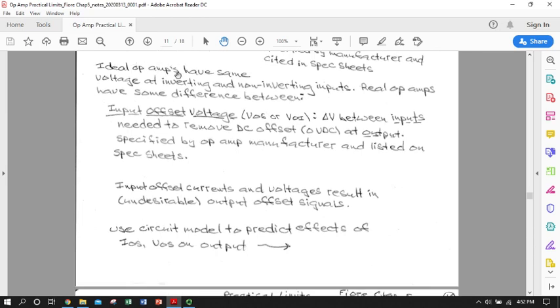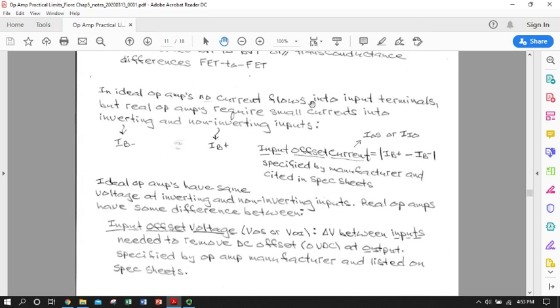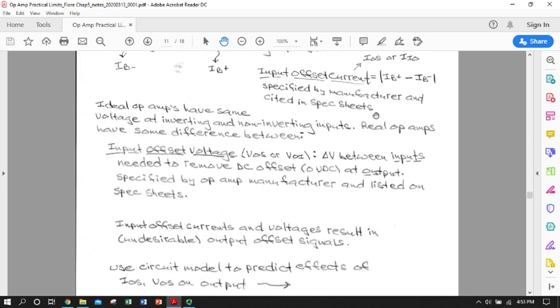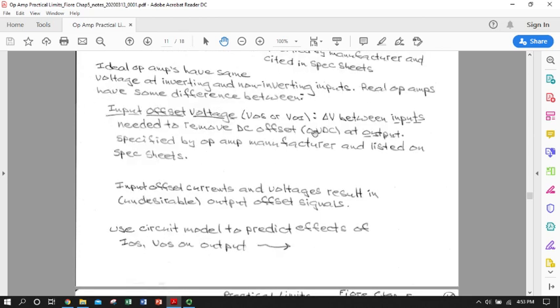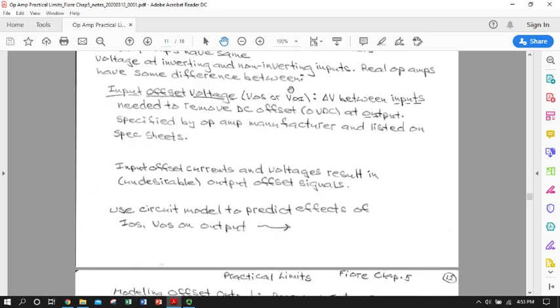In an ideal op-amp, we have the same voltage at the inverting and non-inverting inputs. We use that to create the virtual ground and do a lot of our circuit analysis. In real op-amps, if you have some current flowing in, you're going to get a real voltage difference between the two. Again, very, very small, but we'll define it now.